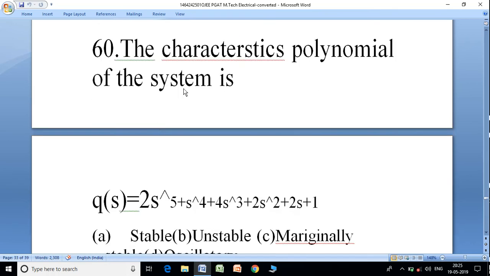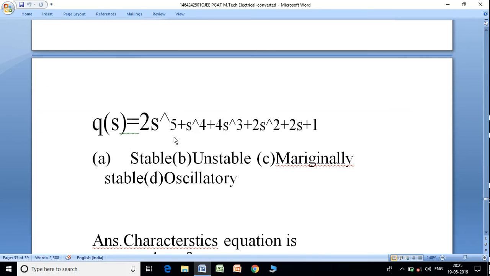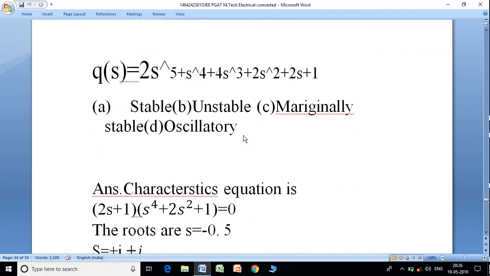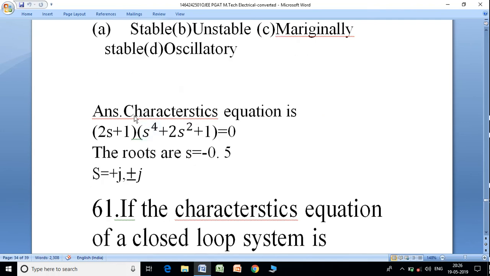Next question, the characteristic polynomial of the system is Q(s) is equal to 2s to the power 5, plus s to the power 4, plus 4s to the power 3, plus 2s square plus 2s plus 1. Is it stable, unstable, marginally stable, or oscillatory? Therefore, we have to test this, whether it is stable, unstable, marginally stable, or oscillatory. So let us find the characteristic equation. This is the characteristic equation.